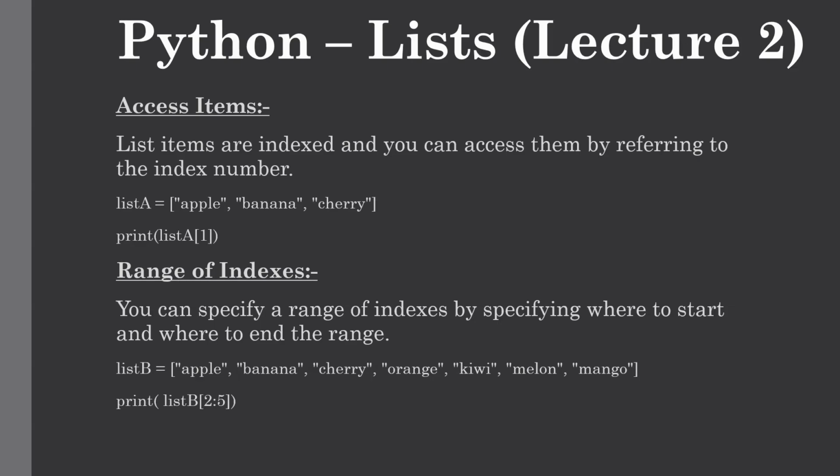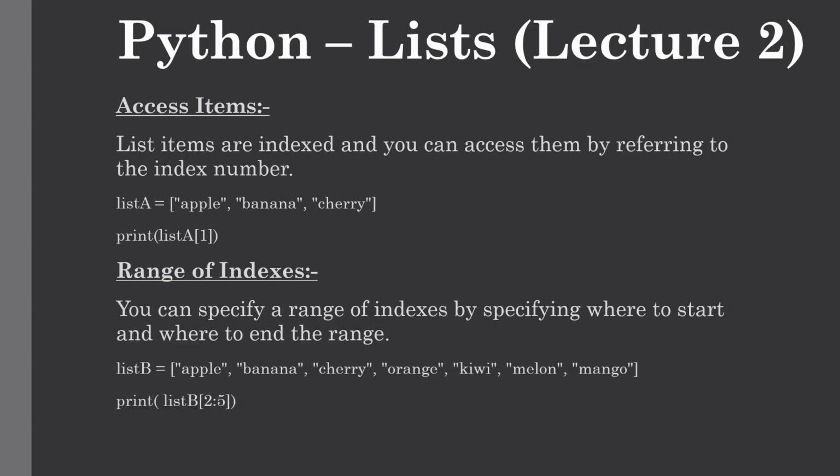Hello everyone, welcome to my channel. In this tutorial I am going to talk about the various list functions in Python. In the last lecture we saw what a list in Python is and how we can use it effectively. In this lecture we are going to see how to access items from the list, negative indexing, range of indexes, how to change the item values, and how to append, insert, extend and remove the specified item from the list. So without further ado, let's get into it.